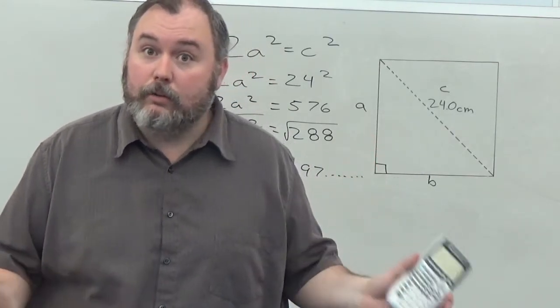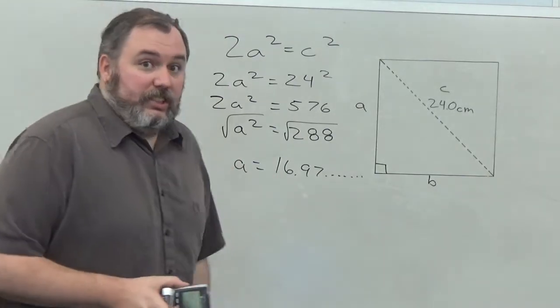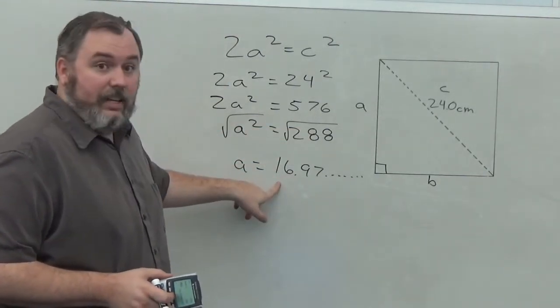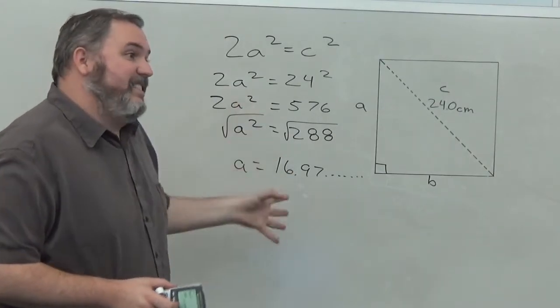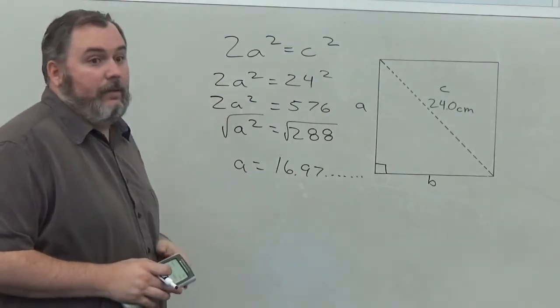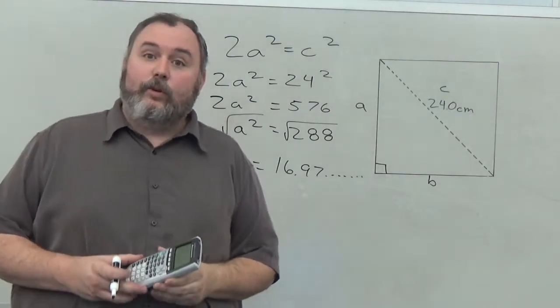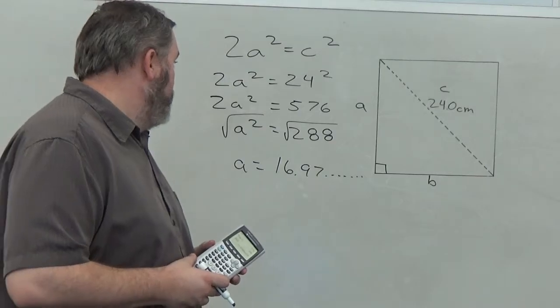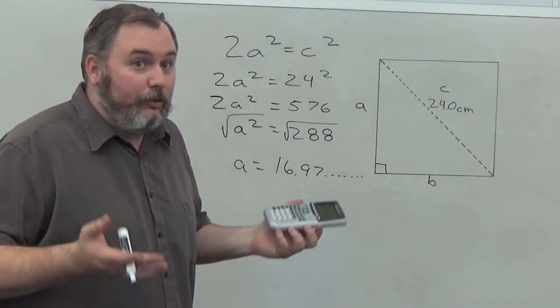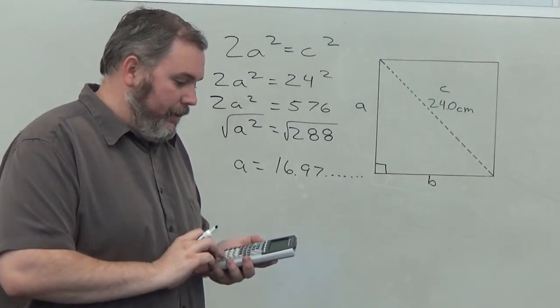16.970562, and so on, right? What did we just discover? We found out that A is this number, 16.97. But since this is a square, it means that all sides are 16.97. And since we're trying to find the area of it, we could basically square it, and you're going to see. So square it, guess what happens?